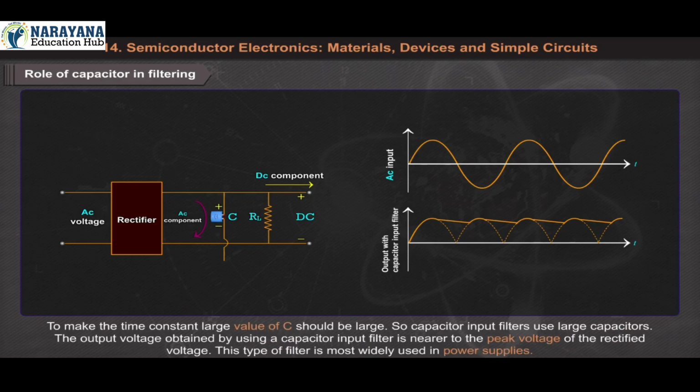To make the time constant large, the value of C should be large. So capacitor input filters use large capacitors. The output voltage obtained by using a capacitor input filter is nearer to the peak voltage of the rectified voltage. This type of filter is most widely used in power supply.